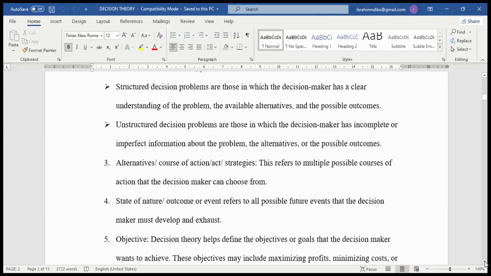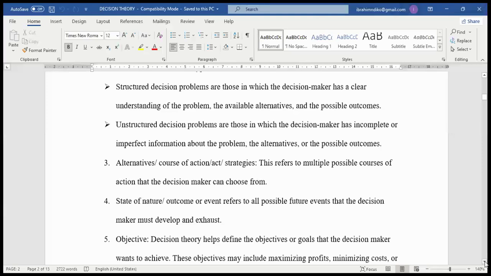Then you have the unstructured decision problem, where the decision maker has incomplete or imperfect information about the problem, the alternatives, or the possible courses of action. So the decision maker doesn't have all the information that he needs to make the decision. And therefore, knowing the alternatives and the outcomes is very, very hard.